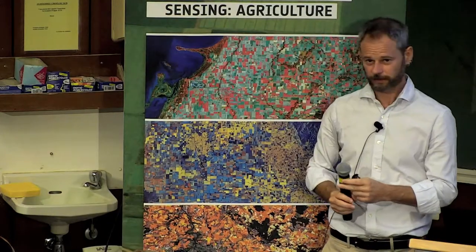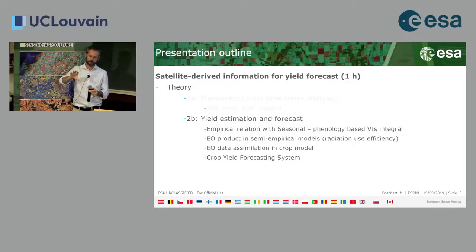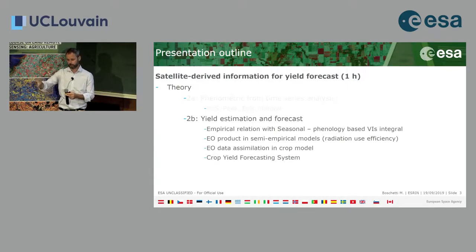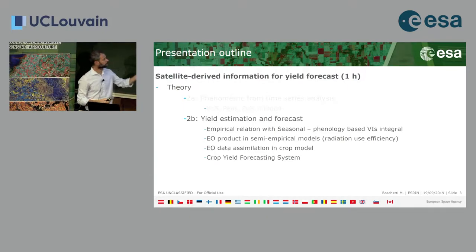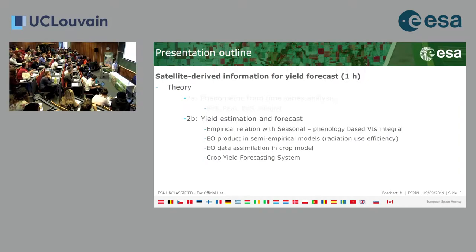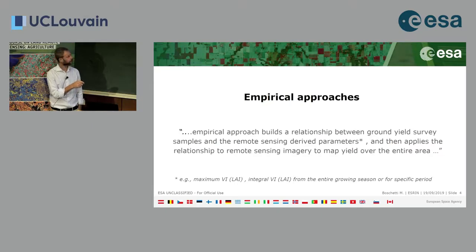No. Okay, so just to extrapolate, there is an empirical way and a more sophisticated one, but again based on data-driven methods and assimilation in a crop model. I'm asking that because those are the categories I was explaining here. So I will go through that just to give you an idea of what is available. The empirical one means that you build a relationship between ground yield survey samples and remote sensing derived parameters.